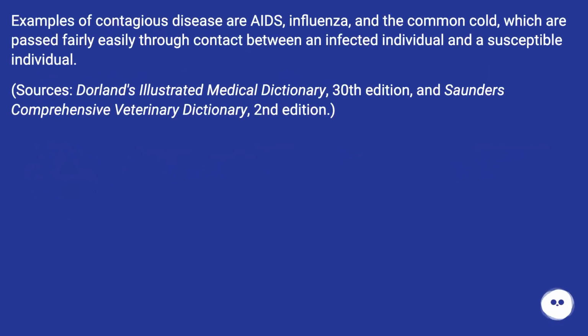Examples of contagious diseases are AIDS, influenza, and the common cold, which are passed fairly easily through contact between an infected individual and a susceptible individual. Sources: Dorland's Illustrated Medical Dictionary, 30th edition, and Saunders Comprehensive Veterinary Dictionary, 2nd edition.